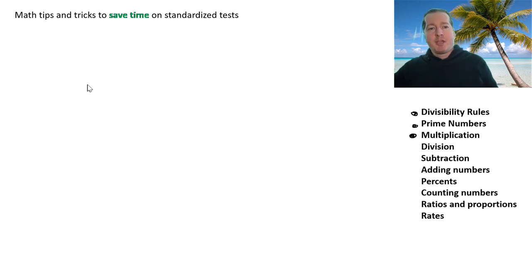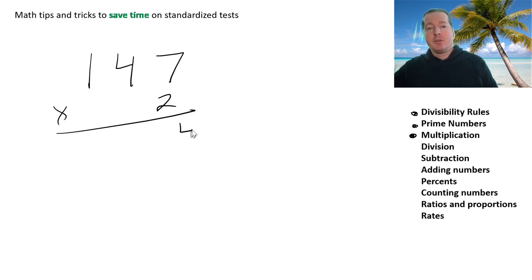A little more on multiplication. Suppose you wanted to double a number. I don't know, how about 147? Well, if you multiply by 2, we know what to do, right? 7 times 2 is 14, carry the 1. 2 times 4 is 8, plus 1 is 9. 2 times 1 is 2. It's 294.